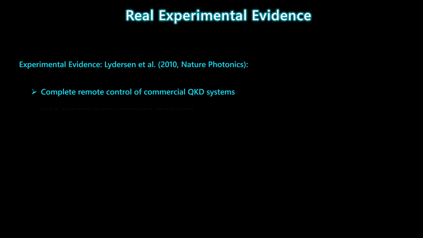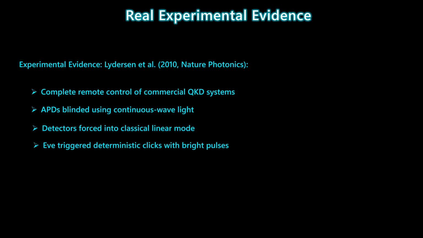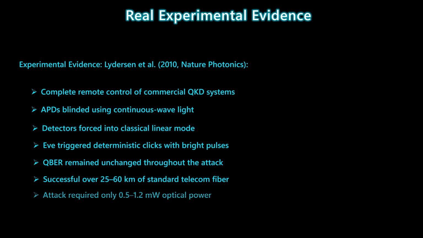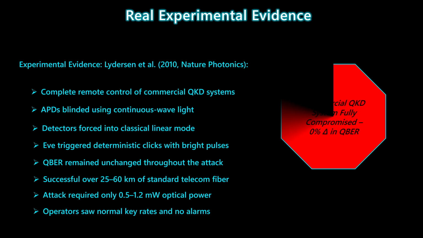The first real detector blinding attacks were demonstrated by Lydersen and colleagues in 2010 on fully commercial QKD systems. By shining continuous wave light into Bob's avalanche photodiodes, they forced the detectors out of Geiger mode and into classical linear mode. From that point on, Eve could send bright pulses and deterministically choose which detector clicked. Crucially, the QBER didn't budge. Even across 20 to 60 kilometers of telecom fiber, the systems reported normal error rates and normal key throughput. The operators saw nothing unusual.